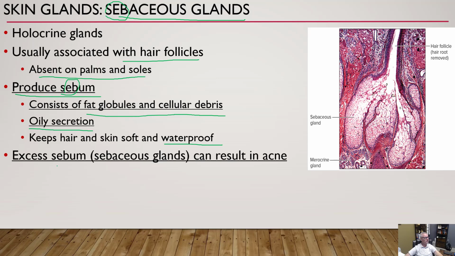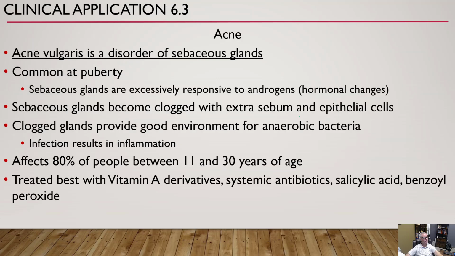Now, excess sebum can result in acne, and we'll talk about acne right now. So acne, proper name is acne vulgaris. It's a disorder of your sebaceous glands, very common at puberty due to those hormonal changes with your androgens, your estrogen for females and testosterone for males.